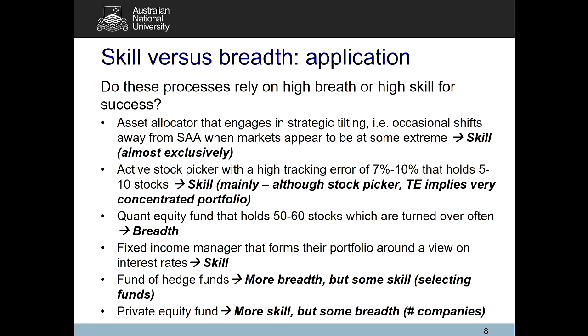We've got an asset allocator. So this is a big portfolio that is engaging in strategic tilting. So occasionally they are shifting away from their static asset allocation because the markets are at an extreme. Now, what I probably should have done is let the answers pop up bit by bit, but given that you print it off, I always feel like there's not much point. But let's talk not about what the answer is, but why. The answer is this is almost exclusively skill. There are two things to suggest it, that there isn't any breadth in this exercise. Can anyone tell me what's one of them? Why is this skill not breadth?